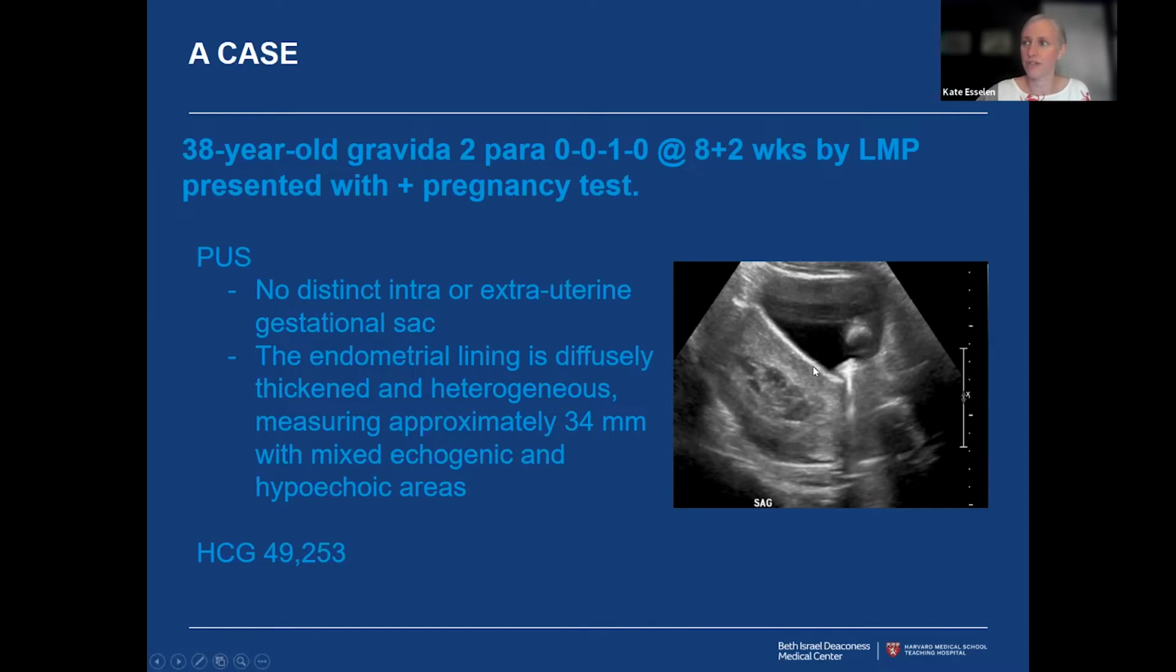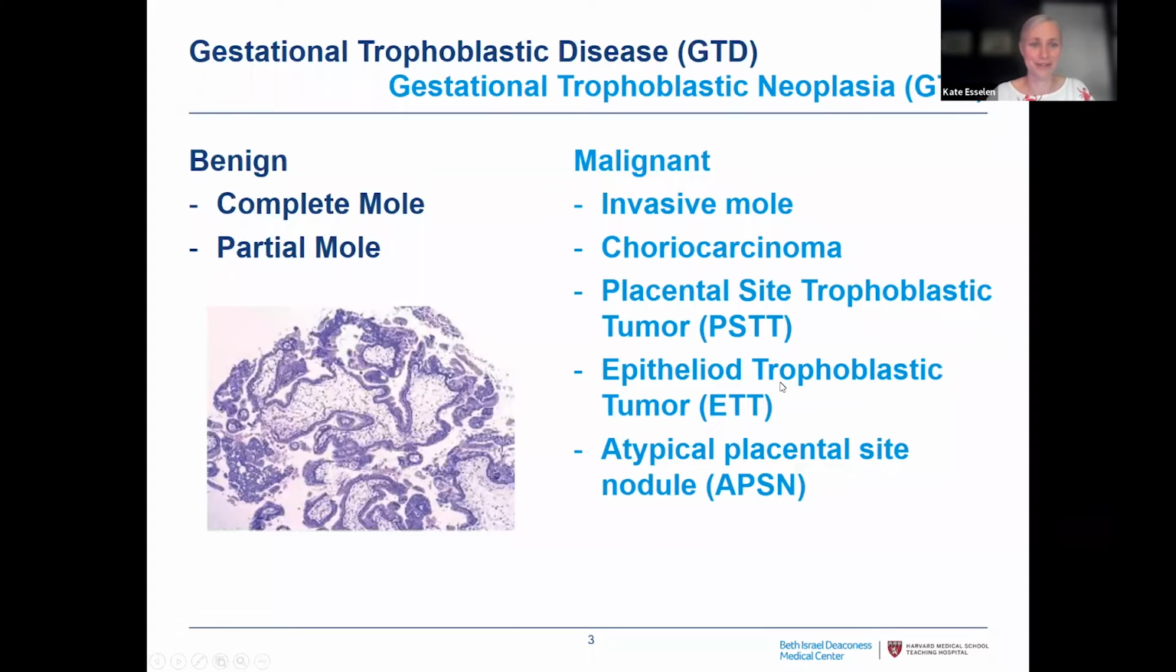There was a thickened, approximately 3.4 centimeter mixed echogenic and hypoechoic area inside the endometrial lining. She had an hCG titer that was nearly 50,000. As you all know from the title of this talk, it's no secret that we're going to be talking about gestational trophoblastic disease. I thought it would be helpful to start by defining what it is and classifying the different types.